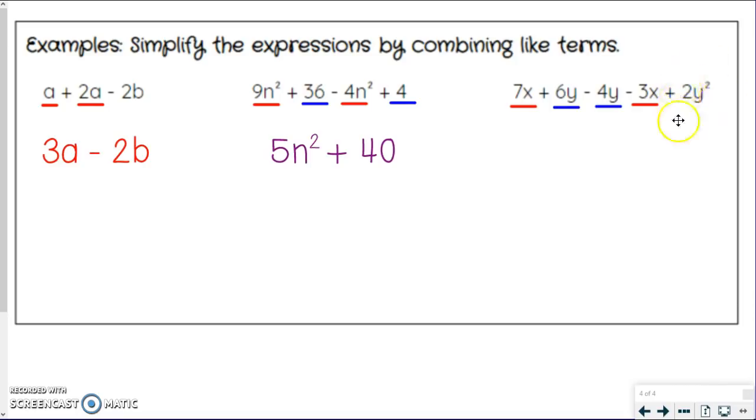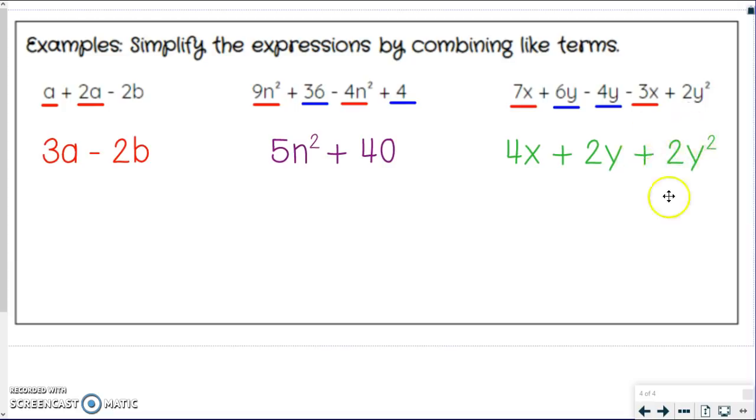And then I don't have any other y squared, so I'm just going to bring that plus 2y squared with me. So we end up with 4x from the 7x minus 3x plus, right, I just bring this addition sign with me, 6y minus 4y, so I get 2y. And then we already took care of this x up here, so we just keep going with plus 2y squared. And you can kind of see how I just brought that with me. And that's as small as we can get. We cannot put the y and the y squared together because it's not the same. It is the same variable, but it's not to the same power, okay?